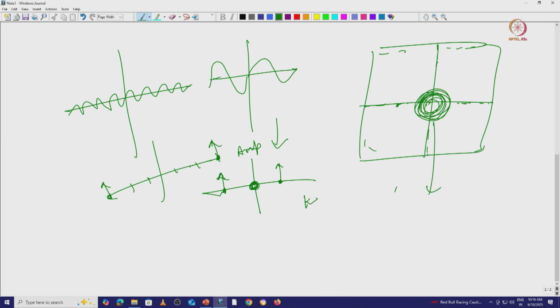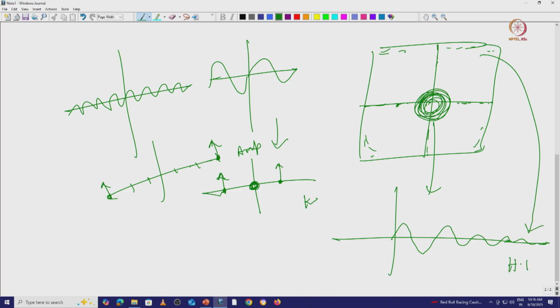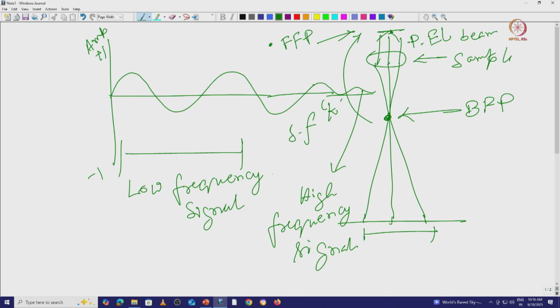Now if we want to plot this one, this is called the low frequency signal, and then your high frequency signal. Wherever the spots are going very far, those are high frequency signal, and this will be low frequency signal for your images. So now, if you recall your previous diagram, you can see that I am telling you that this is a low frequency signal and this is the high frequency signal.